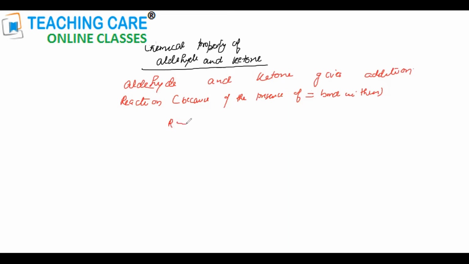The aldehyde is CH, so it is H and a double bond. And this is aldehyde. And this is your ketone. They also have a double bond. So new atoms are added to this double bond, by breaking it.